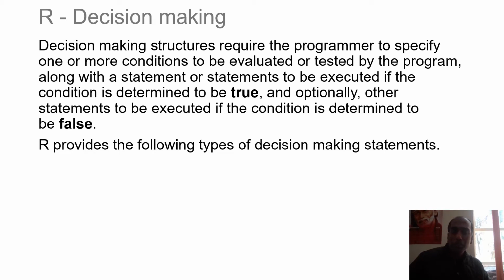I'll use decision making. So decision making structures require the programmer to specify one or more conditions to be evaluated or tested by the program, along with the statement or statements to be executed if the condition is determined to be true, and optionally other statements to be executed if the condition is determined to be false.